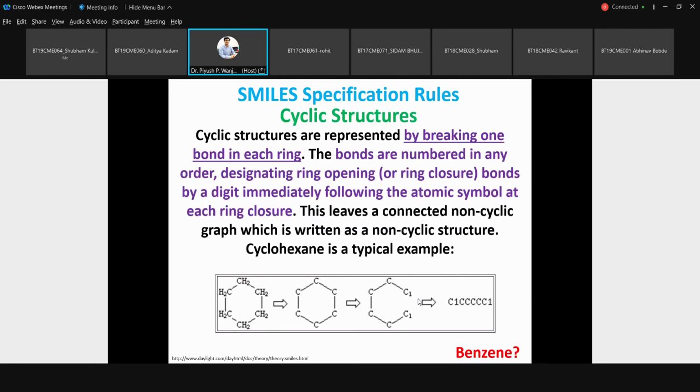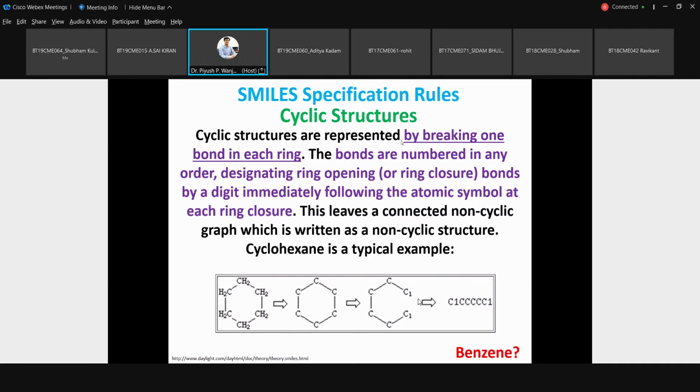Okay. Now a little bit more complicated. Now, if you consider the cyclic structure, like benzene is the example for you. So suppose here, this particular structure, I have represented in this particular form. Can anybody tell the name of this structure? Cyclohexane. Okay. So here all the aliphatic carbons, we have to represent in capital C.